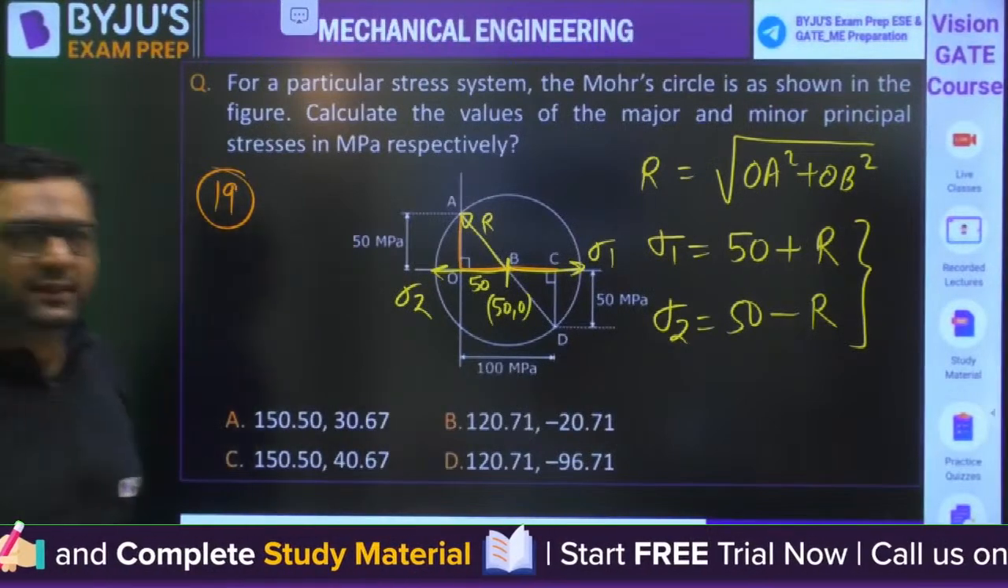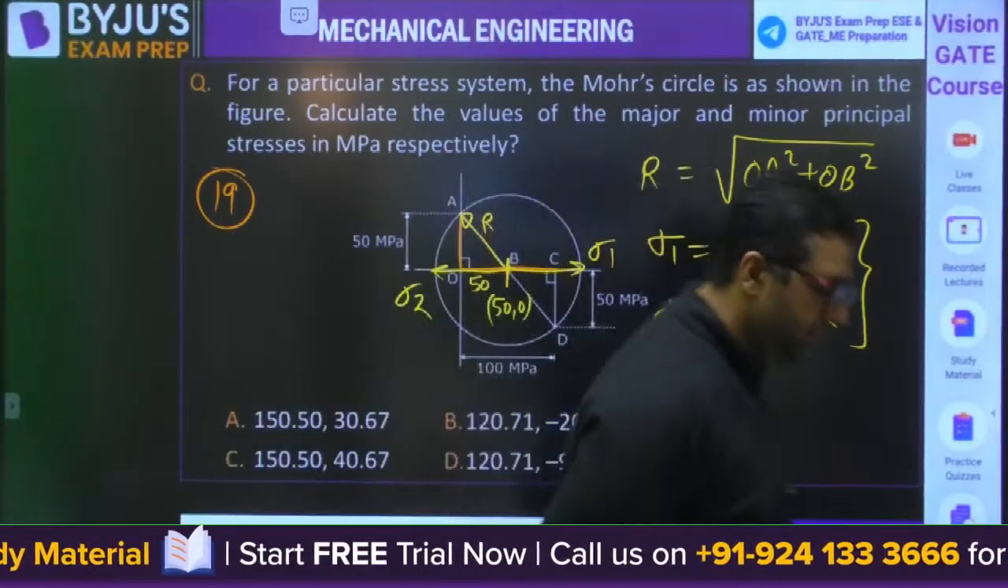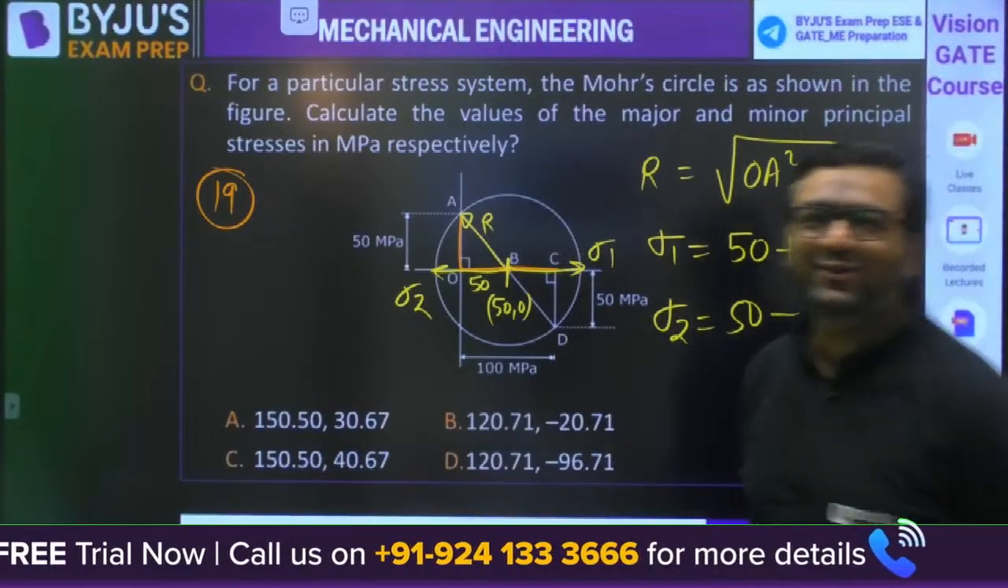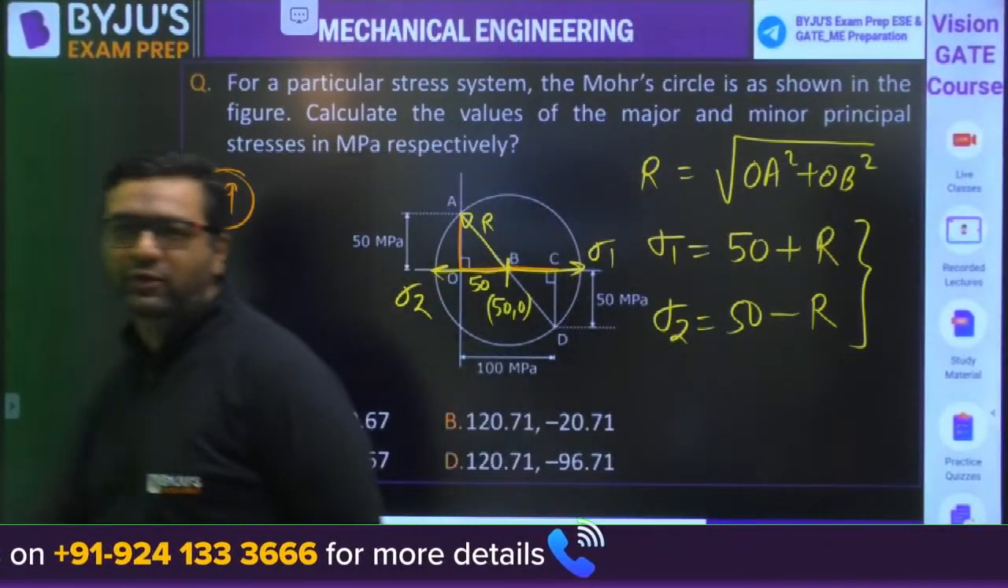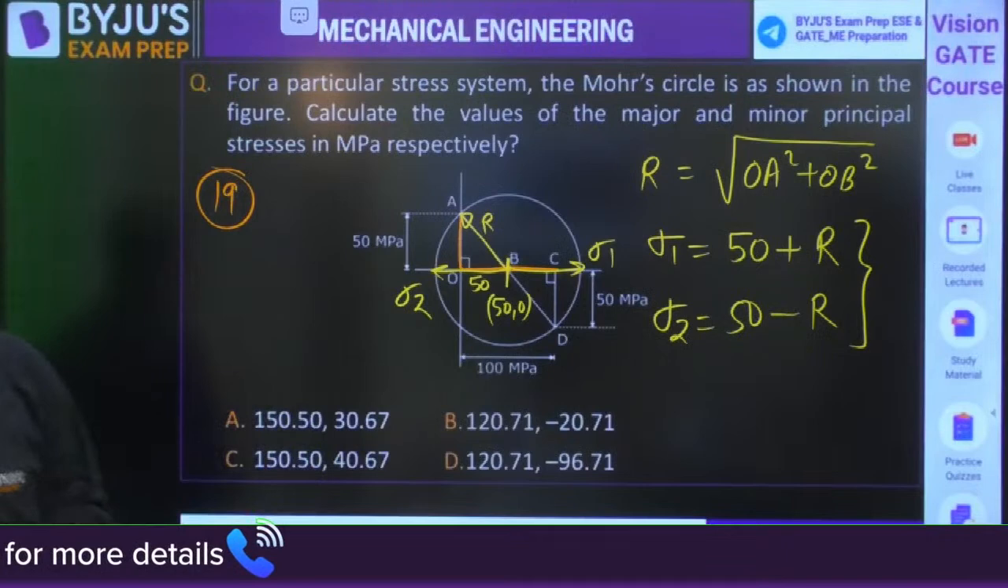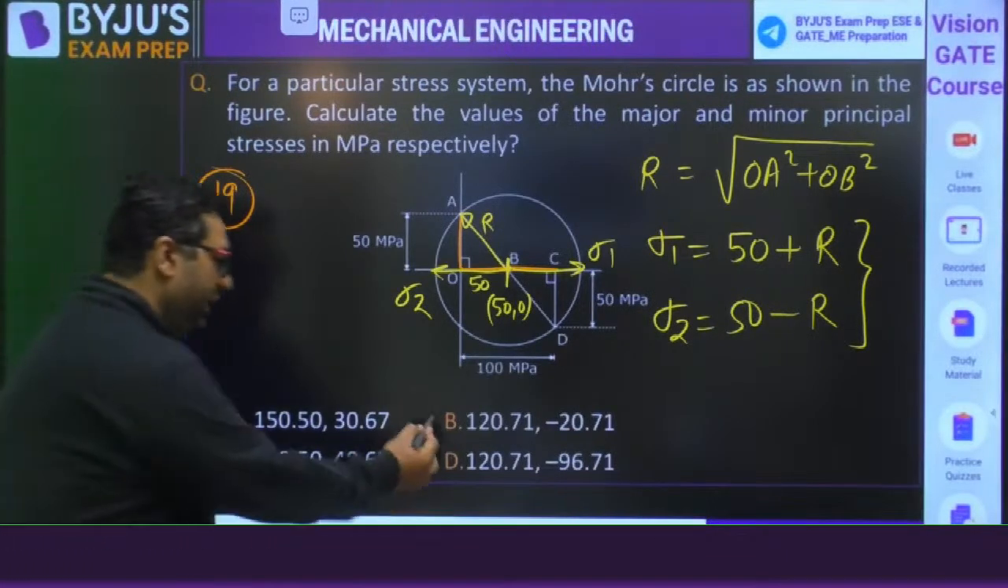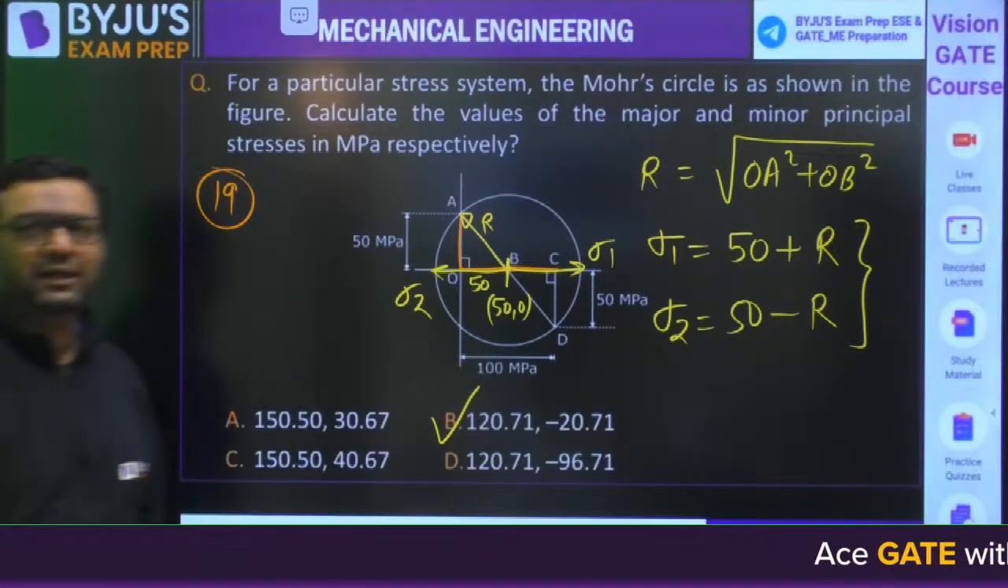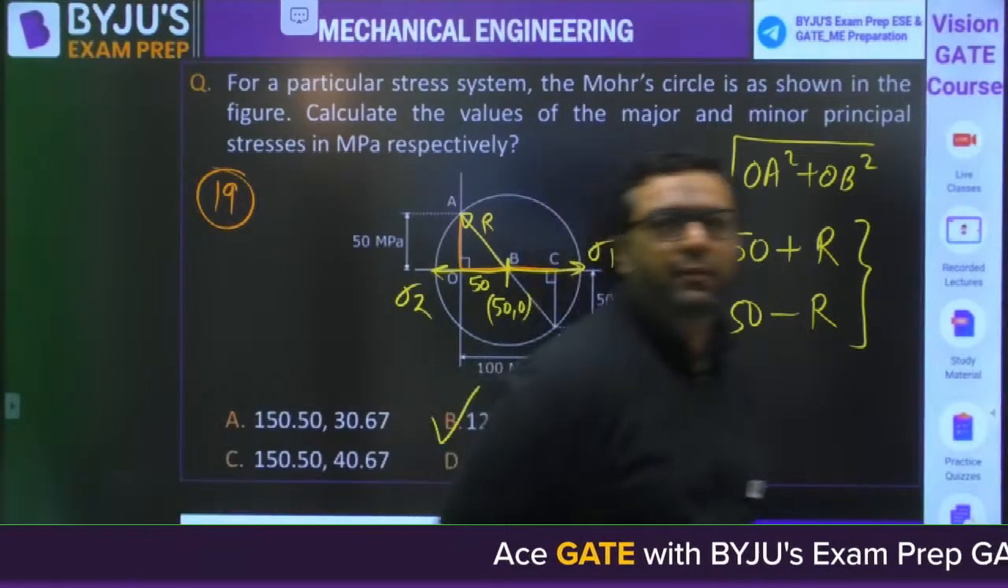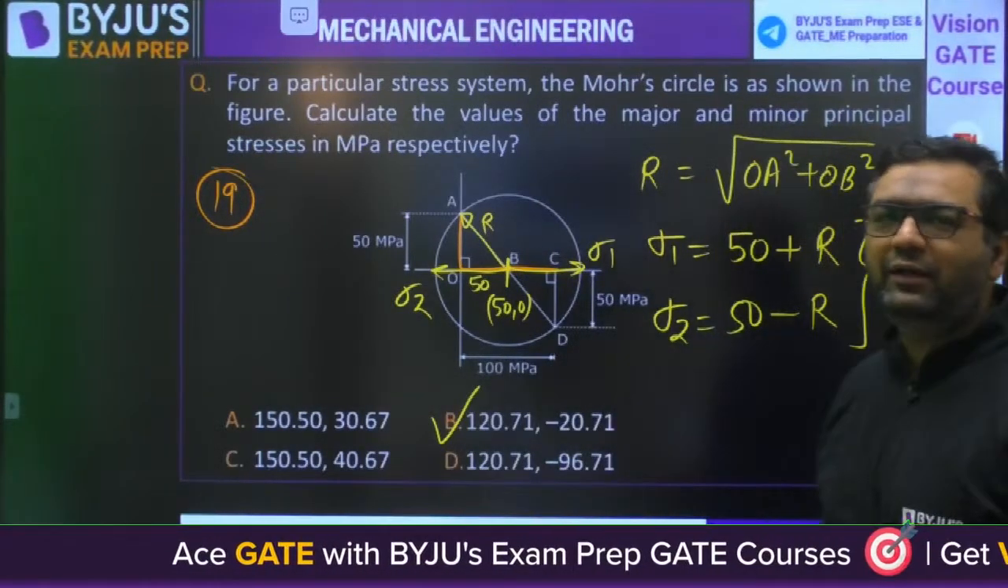Yes, so Chandra sir is waiting, guys. He is in the queue to take your rest part. 19 question is going on. Still 11 questions are left. Answer for this is coming out to be B, 120.71 and minus 20.71. Very good guys. Wonderful. You guys are doing very nicely.